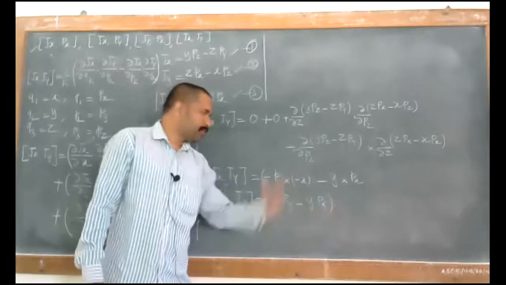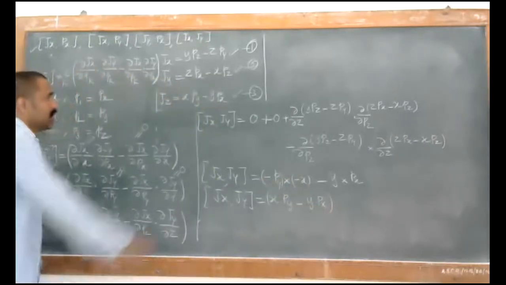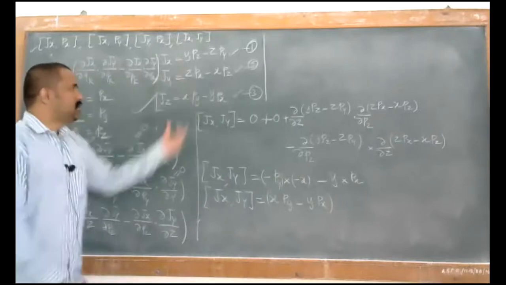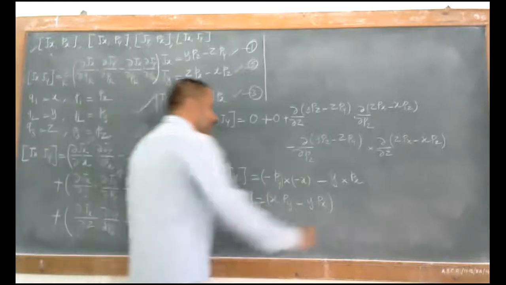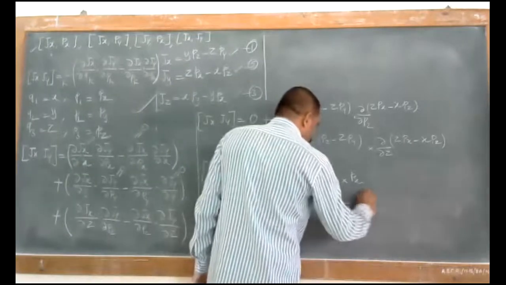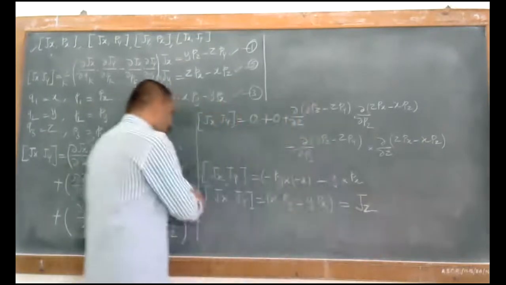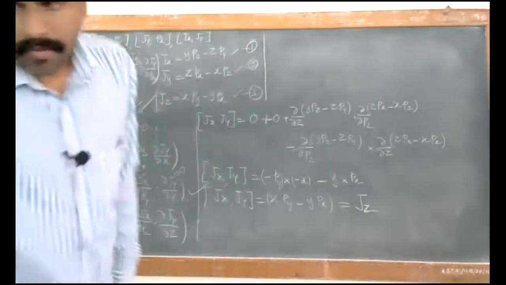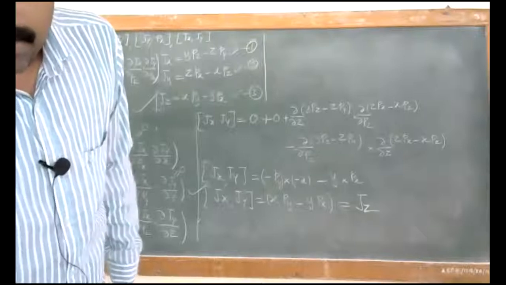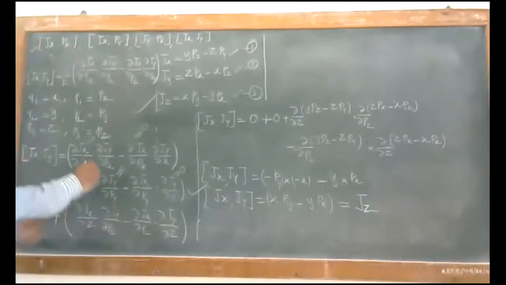If you look at this carefully, you will notice that there is a value x py minus y px. What is that? That is nothing but jz. So from equation number 3 we can write that the Poisson bracket of jx jy comes out to be jz. Did everyone understand? The first three conditions were very simple.